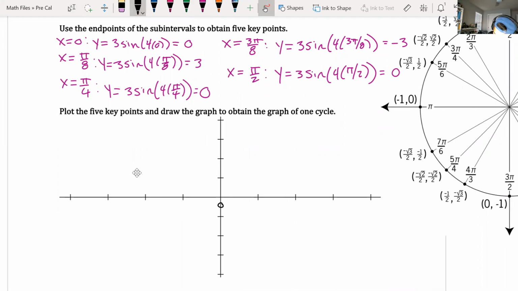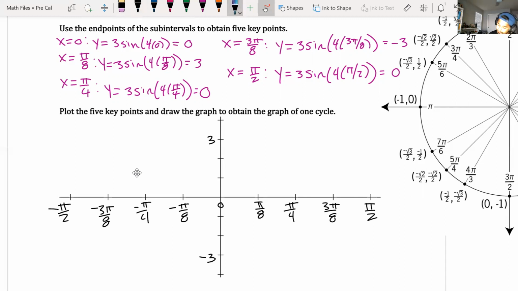So here's 0, pi over 8, pi over 4, 3 pi over 8 and pi over 2. Ugh, so ugly. There we go. And you can also repeat them. Why not? Negative pi over 2, negative 3 pi over 8, negative pi over 4, and negative pi over 8. Highest we go is 3. Lowest we go is -3.